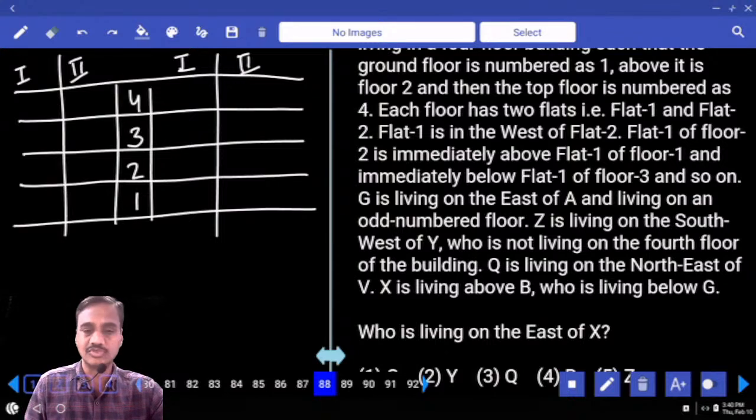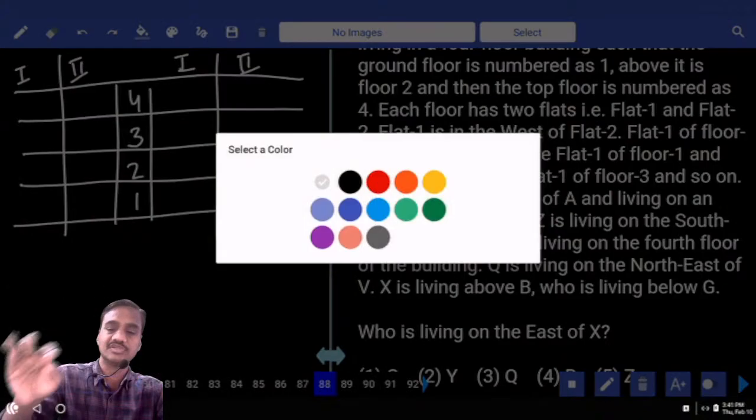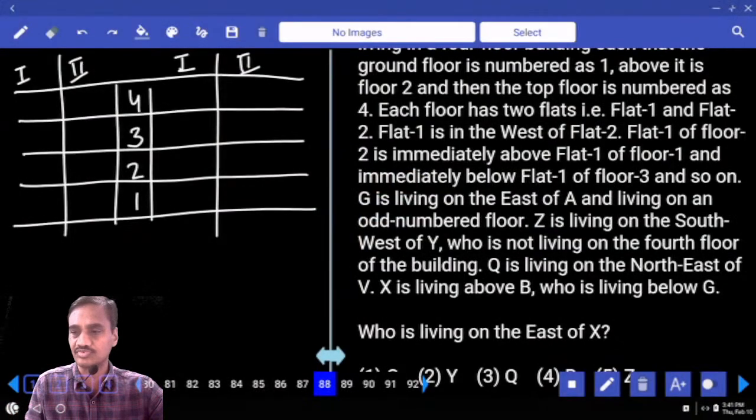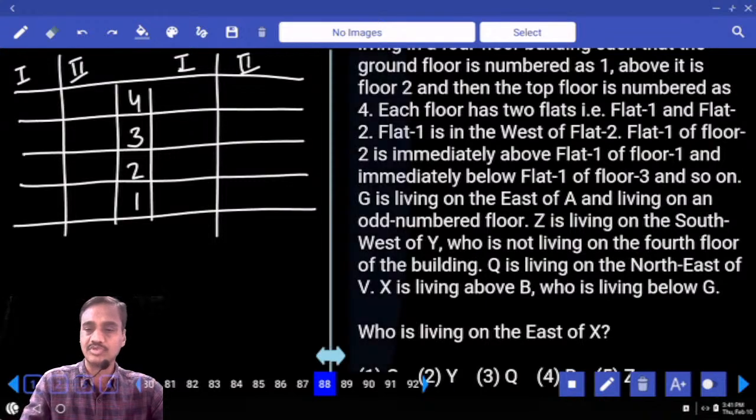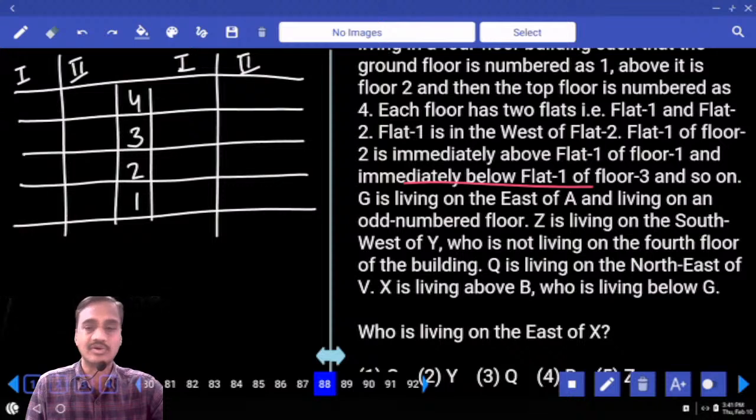And 2 flats were not there, only a single flat is there. Now here there are 2 flats in each of these. Then listen to this one carefully. And floor 2 is immediately above flat 1 and so on.